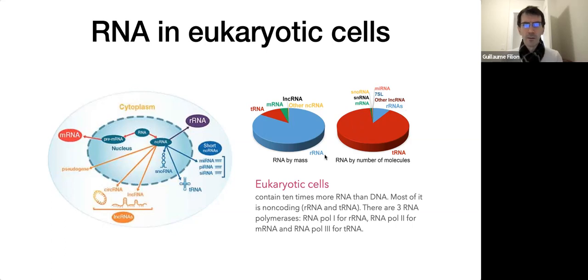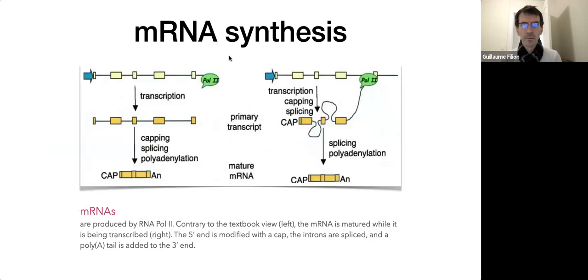but it's still that rRNA and tRNA dominate everything. So eukaryotic cells contain 10 times more RNA than DNA. Most of it is non-coding, and that's ribosomal and transfer RNA. There are 3 RNA polymerases: RNA Pol 1 for rRNA, RNA Pol 2 for mRNA, and RNA Pol 3 for tRNA. So each of them has their own RNA polymerase. So talking about polymerization, or rather transcription, here's how it works.